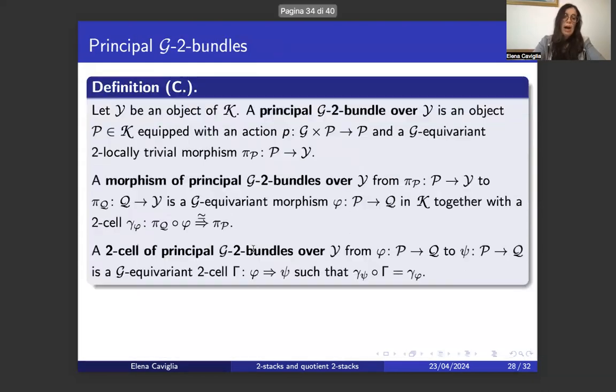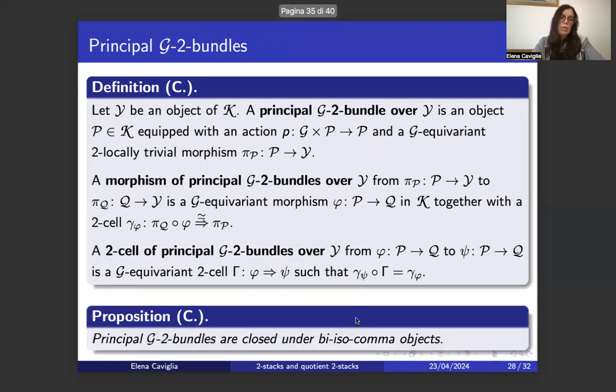And now we can say that a principal G 2-bundle is an object of the 2-category with an action of G on it, and a G-equivariant locally trivial morphism, 2-locally trivial morphism, pi_P from P to Y. And we can again define a morphism of G 2-bundles and the 2-cells of G 2-bundles. So the G 2-bundles over an object form a 2-category in this case.